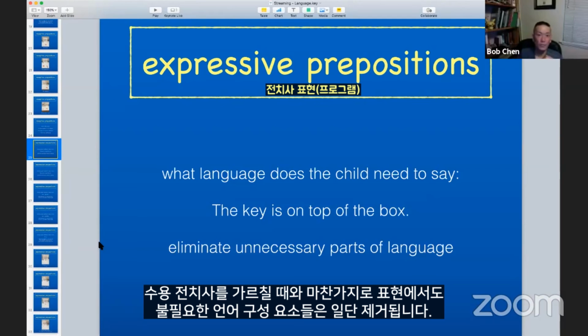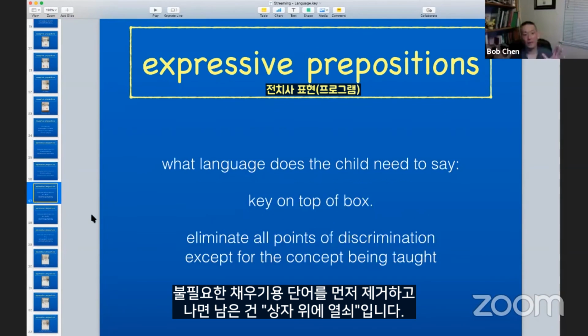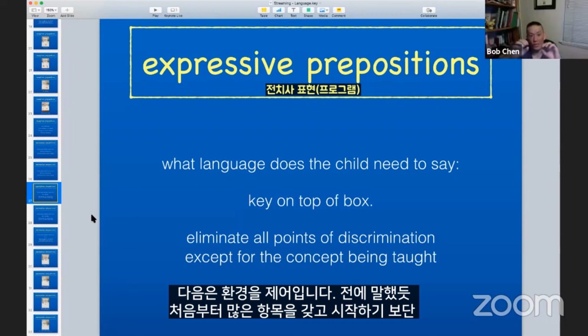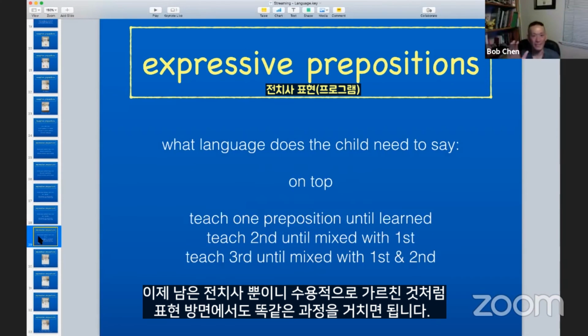Just like when we're teaching the receptive prepositions, in expressive we're still going to eliminate the unnecessary components of language. We're going to get rid of the unnecessary filler language first. We're left with "key on top of box." The next thing that we do is control the environment. Like I said, we're not going to have a lot of items in the field. We're going to have one item and one reference item in the field. That way we can target only the prepositional phrase itself. All we're left with is the preposition itself.